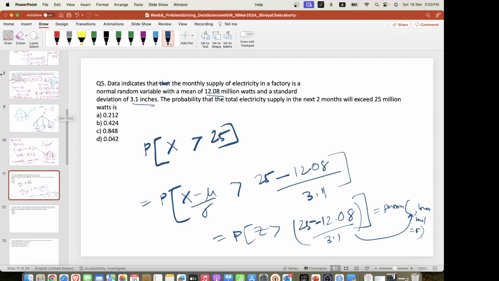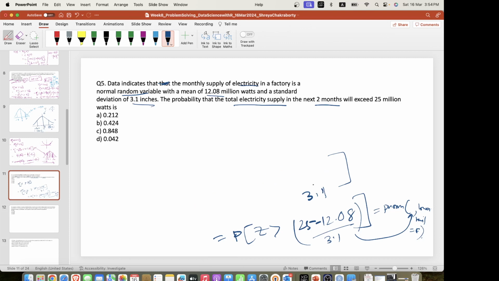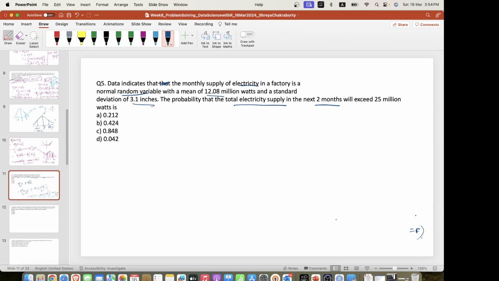Oh, okay. Here they have said that the monthly supply of electricity is a normal variable. The probability that the total electricity supply in the next 2 months will exceed 25 million watts. So this is not the right formulation, because it is mentioned monthly supply and we want a total for 2 months.